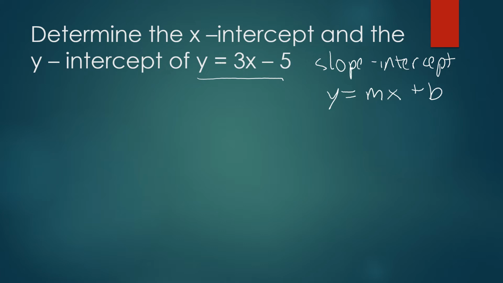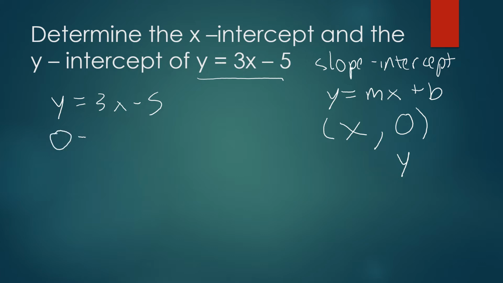Now, to find the x-intercept, we know that the x-intercept is written as x comma 0, where y is 0. Given our equation, y equals 3x minus 5, we're going to substitute 0 for y. So 0 equals 3 times x minus 5. Now, since we know y is 0, we need to solve for x. So we're going to start doing our inverse operations.